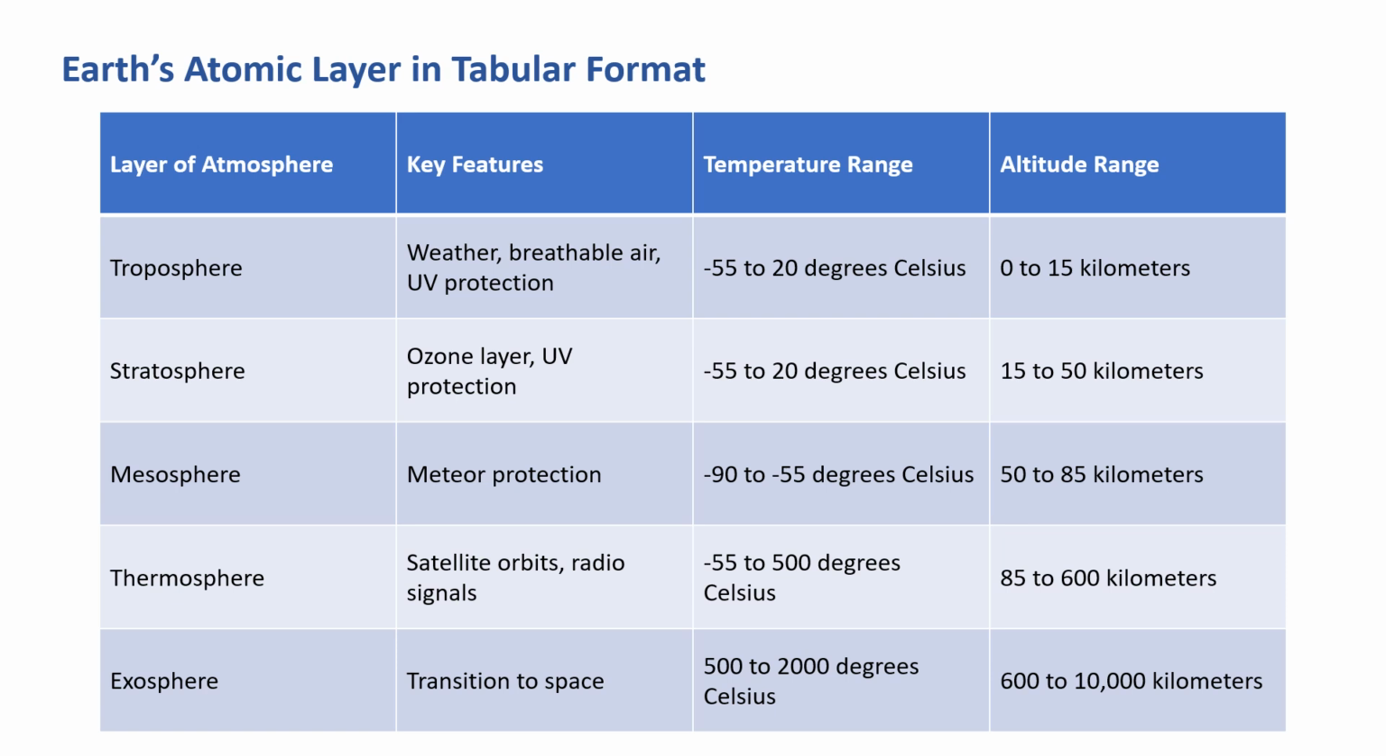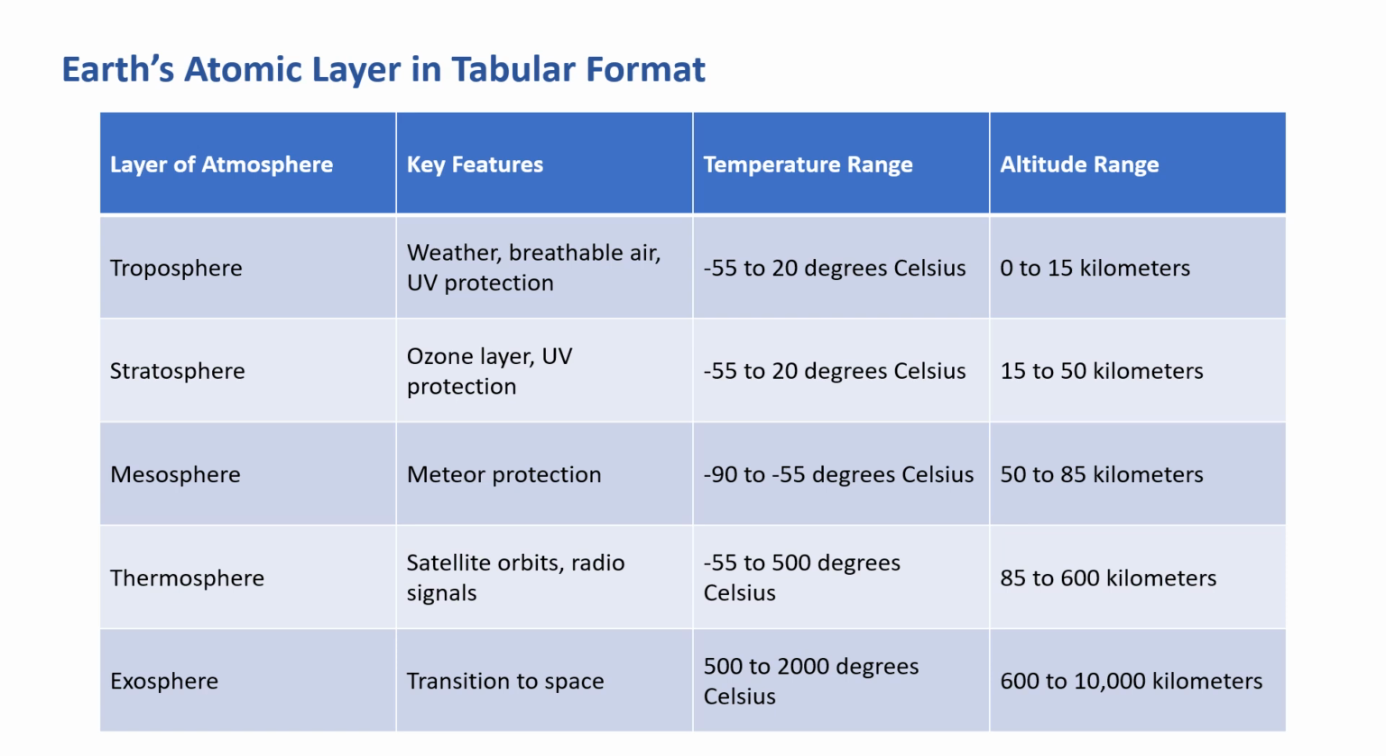Just now we learned about the layers of atmosphere. Now here I have explained all the things we have learned about the layers of atmosphere in a tabular format, so it will be easy for all of you to remember. The first column is layers of atmosphere: troposphere, stratosphere, mesosphere, thermosphere and exosphere.